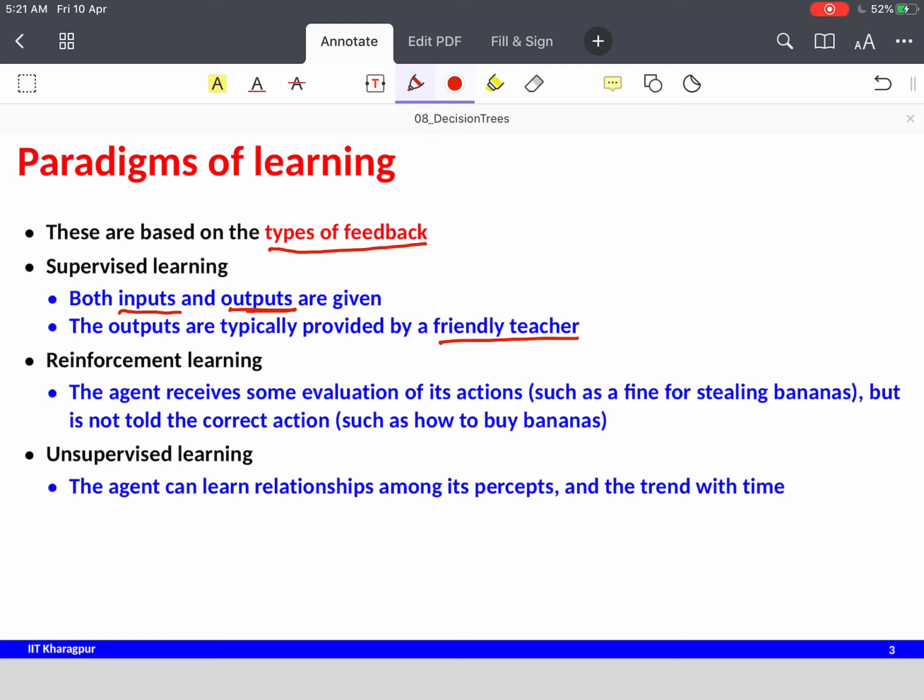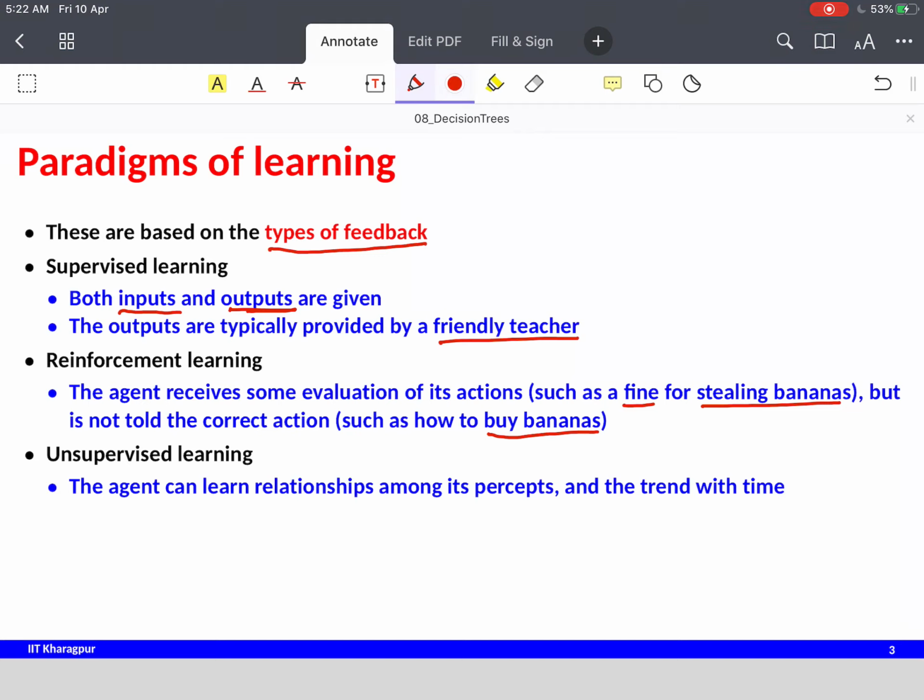Another form of learning is reinforcement learning, where I have some information that I can get, but the outcome of an action that I am taking is not known immediately. For example, in the planning problem we talked about, we need to acquire bananas. I can get bananas by stealing, or I can actually buy the bananas. If I steal the bananas, then I have to pay a fine, which is not a good way to acquire bananas. But if we buy bananas, then that is the more appropriate action.